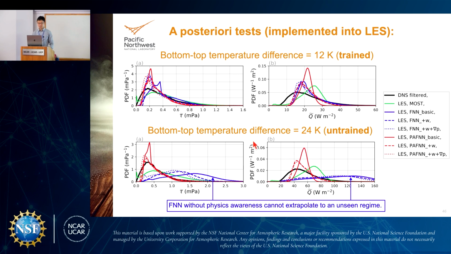But for the extrapolated case, we show that those trained with primitive flow quantities, without a physics-aware approach, fail to extrapolate because they don't have experience in this range. But for the physics-aware trained neural network, they can still capture the range of the surface shear stress and heat flux relatively well.